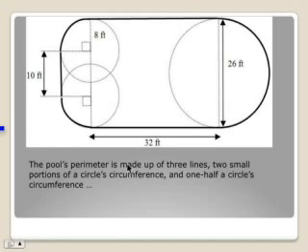The pool's perimeter, the distance around this pool, is made up of three lines, right? You got this line right here that's 32 feet. Up here you got the same line that's 32 feet. Then you got two small portions of smaller circles right here, and of course that straight line right there also. And over here you got half of a bigger circle. That makes up the perimeter of this figure.